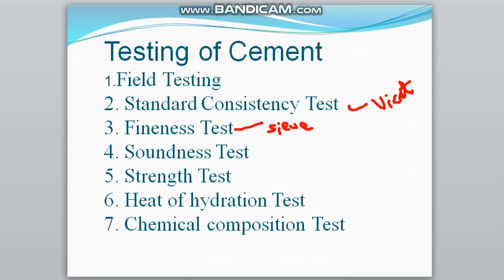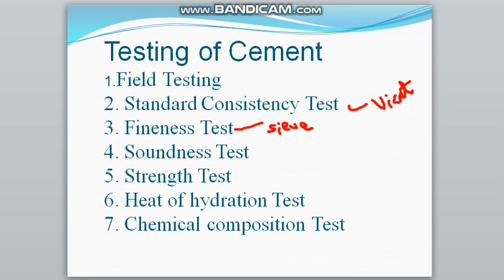Standard consistency of a cement paste is defined as that water content which will permit a Vicat plunger of 10 mm diameter and 50 mm length to penetrate to a depth of 33 to 35 mm within 3 to 5 minutes of mixing. This is nothing but the standard consistency test. This test is performed at 25 to 29 degrees centigrade.